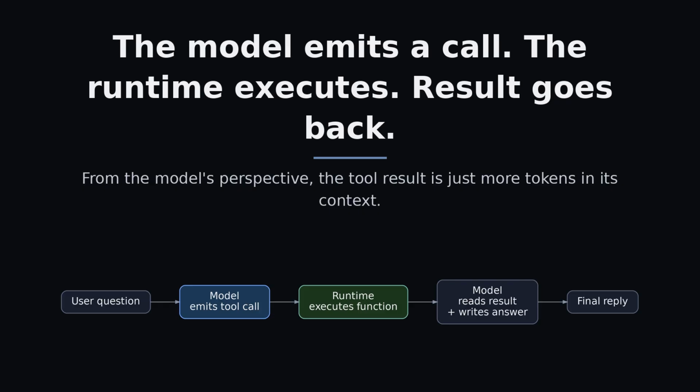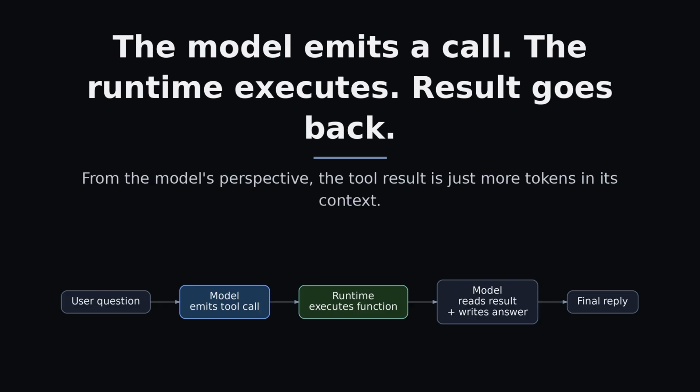Mechanically, tool use is a three-turn loop. The developer registers a list of tools, each one a name, a description, and a schema for its arguments. When the user sends a message, the model can either answer directly or, if it decides a tool would help, emit a structured call instead, naming the tool and supplying the arguments. The runtime executes that function, captures the result, and feeds it back into the model's context. The model reads the result and generates the final answer. The user only sees the answer. Everything in the middle is invisible.